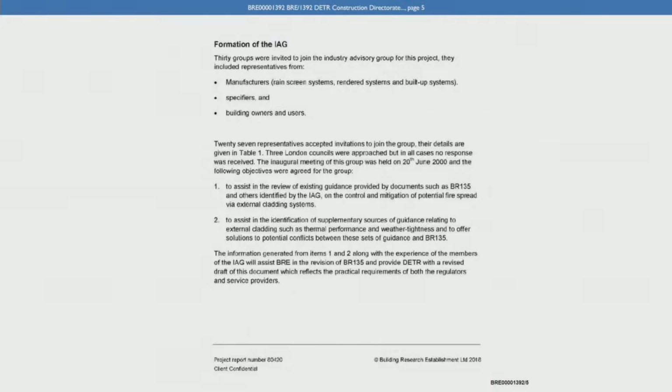Now, let's go then to page 5 and look at the heading Formation of the IAG. 30 groups were invited, as you can see, to join the industry advisory group for this project, and they included representatives from manufacturers, rain screen systems, rendered systems and built-up systems, specifiers and building owners and users. Now, under that list, we can see that it's reported that 27 representatives of the 30 accepted the invitation to join. And the members of the IAG group are then listed on page 9. If we go to that, you can see table 1 there, page 9. Members of the IAG, and there they are.